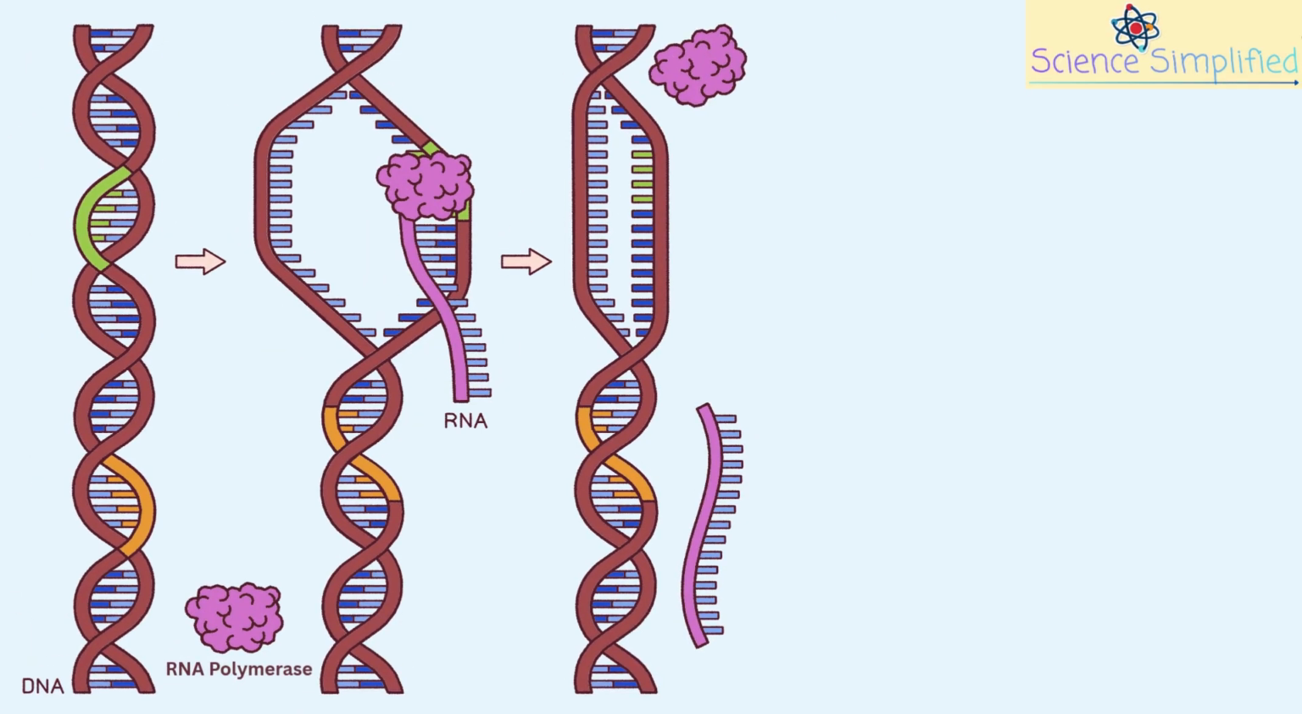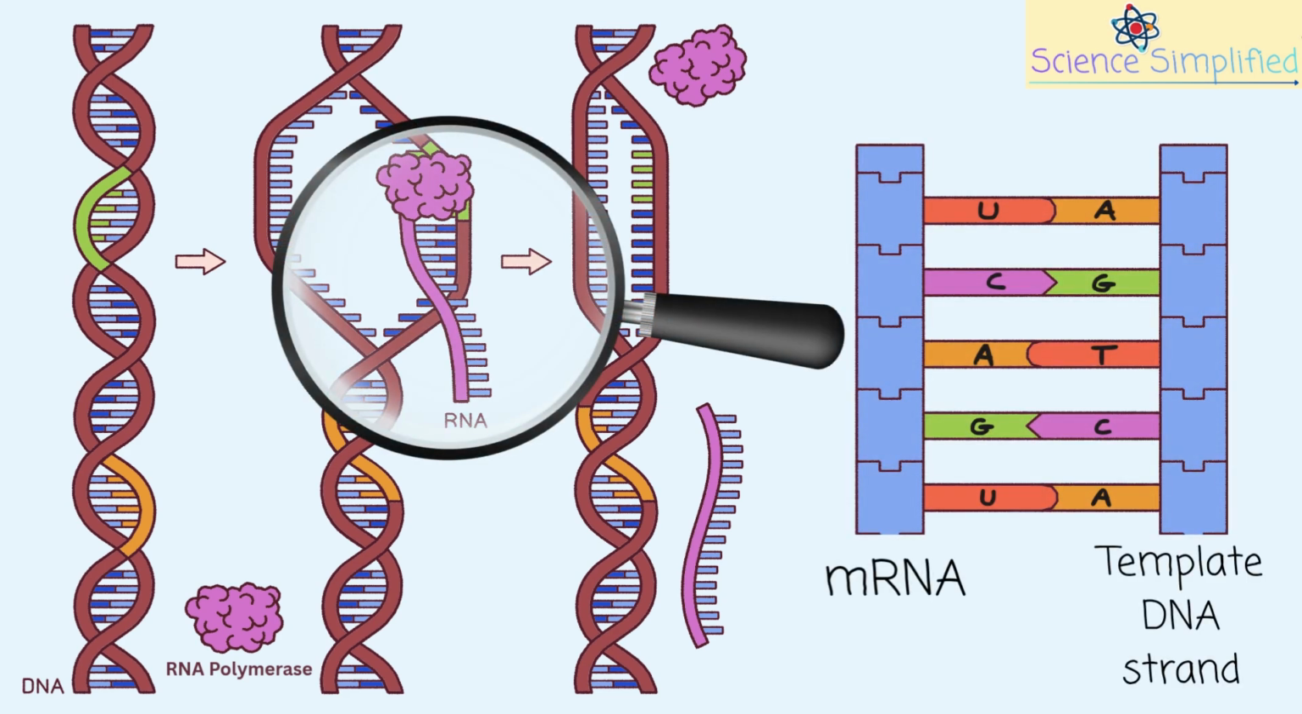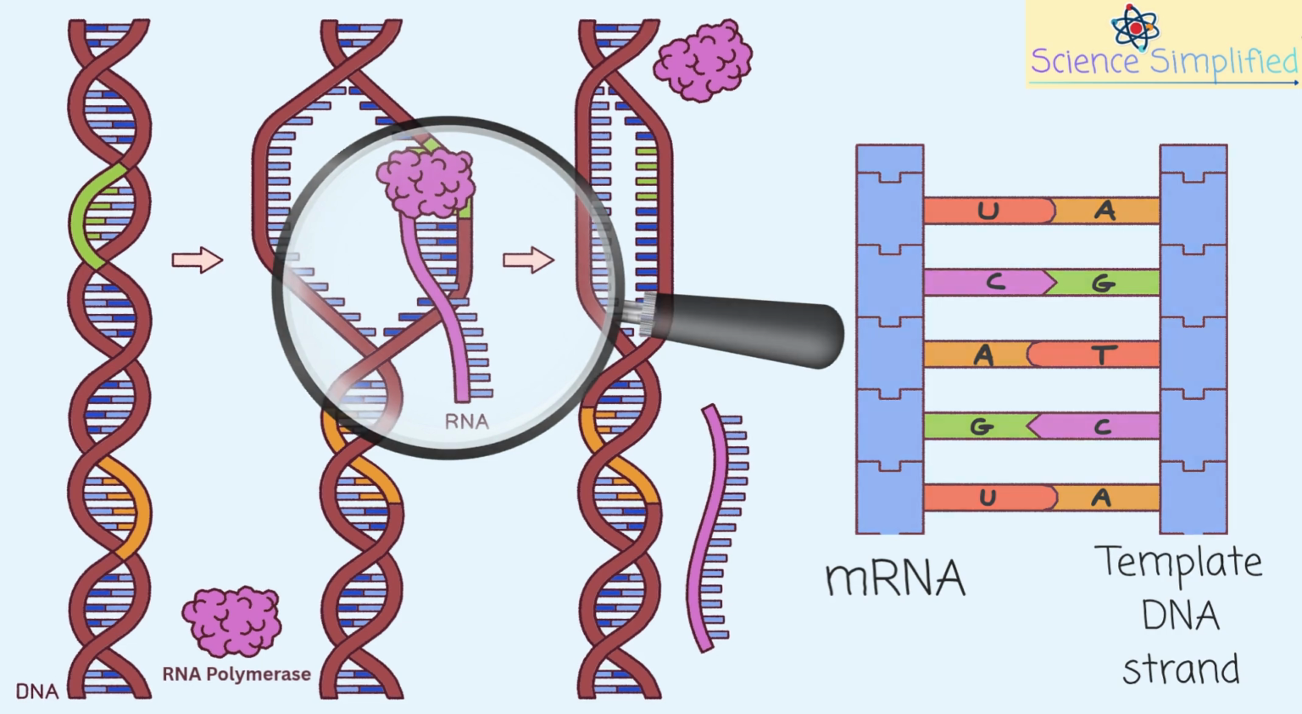Next, an enzyme called RNA polymerase binds to the DNA and attaches the correct complementary RNA nucleotide bases onto the template DNA strand to make mRNA with the right nucleotide sequence that corresponds to the template DNA strand sequence.